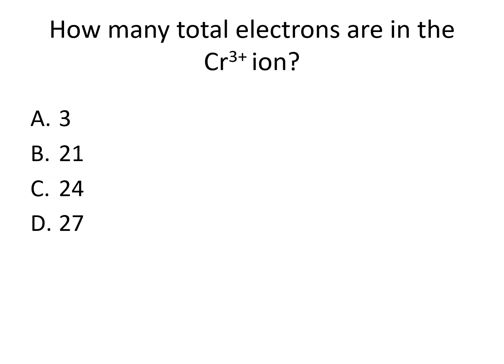How many total electrons are in the chromium 3+ ion? Is it A, 3, B, 21, C, 24, or D, 27?